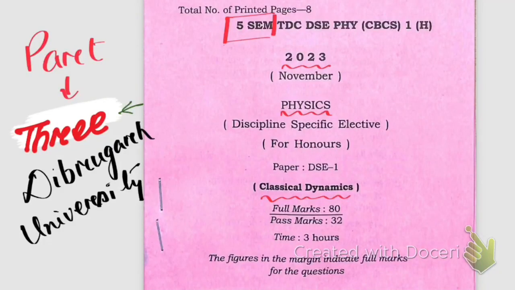Hello friends, welcome to part 3 of Classical Dynamics DSE paper 1 of 2023, Dibrugarh University BSc 5th semester, right? So we have already solved up to question number 3. In this video we're going to start solving from question number 4a.